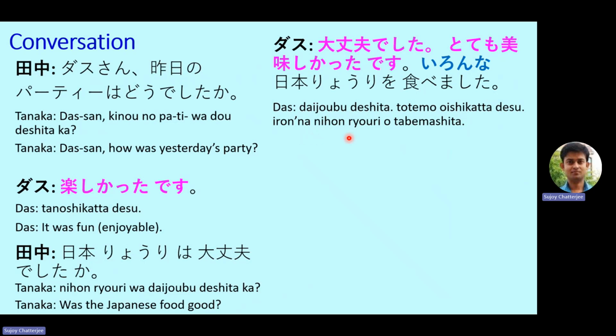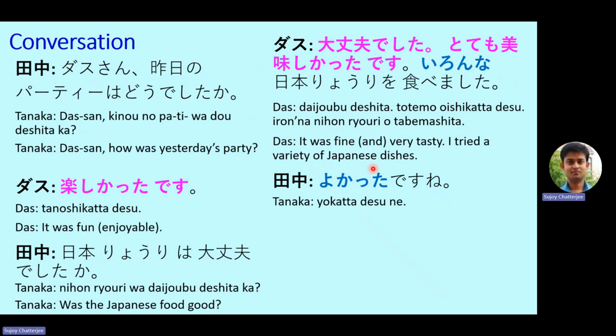Ironna nihon ryori o tabemashita. Ironna means variety of. This also we have come across in one of the previous conversations. So when you see ironna, that means a variety of. That means I tried, or I ate, a variety of Japanese recipes or Japanese dishes. So, daijoubu deshita. Totemo oishikatta desu. Ironna nihon ryori o tabemashita. It was fine and very tasty. I tried a variety of Japanese dishes.